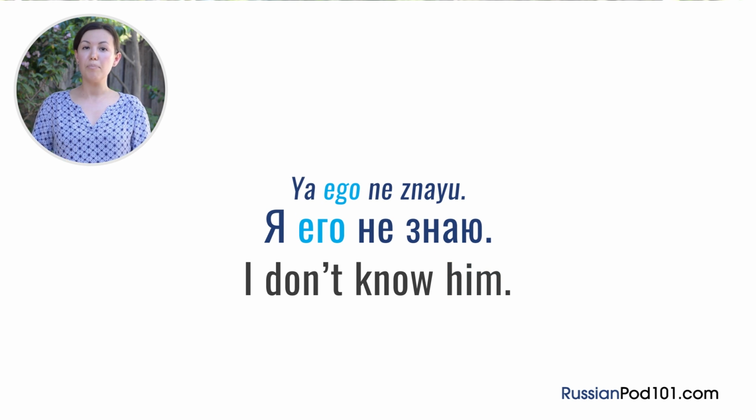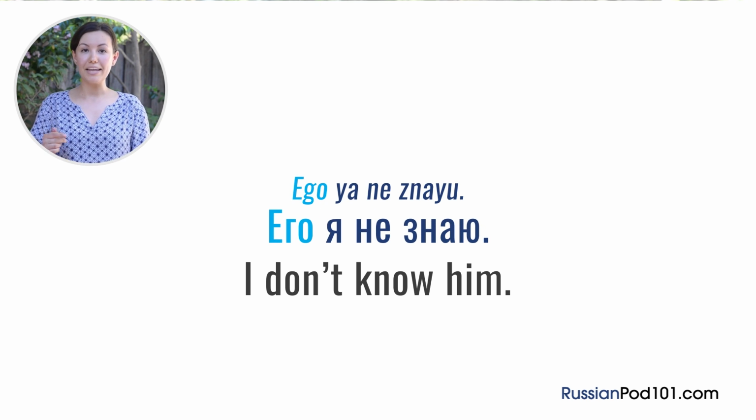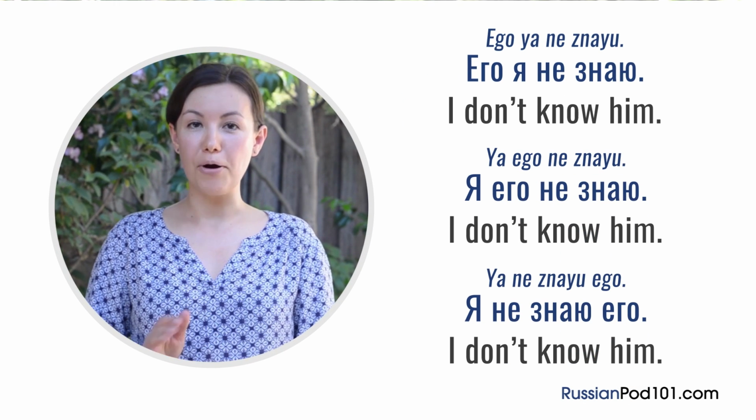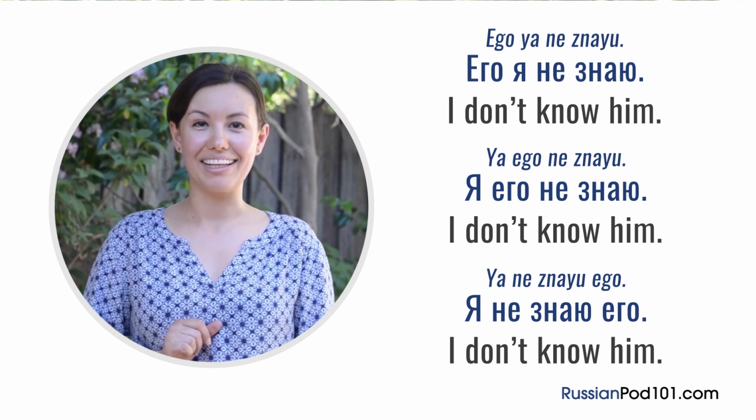It can be placed before the verb. Я его не знаю. After the verb. Я не знаю его. And even in the very beginning of the sentence. Его я не знаю. All these sentences would be perfectly grammatically correct and would mean one and the same thing.